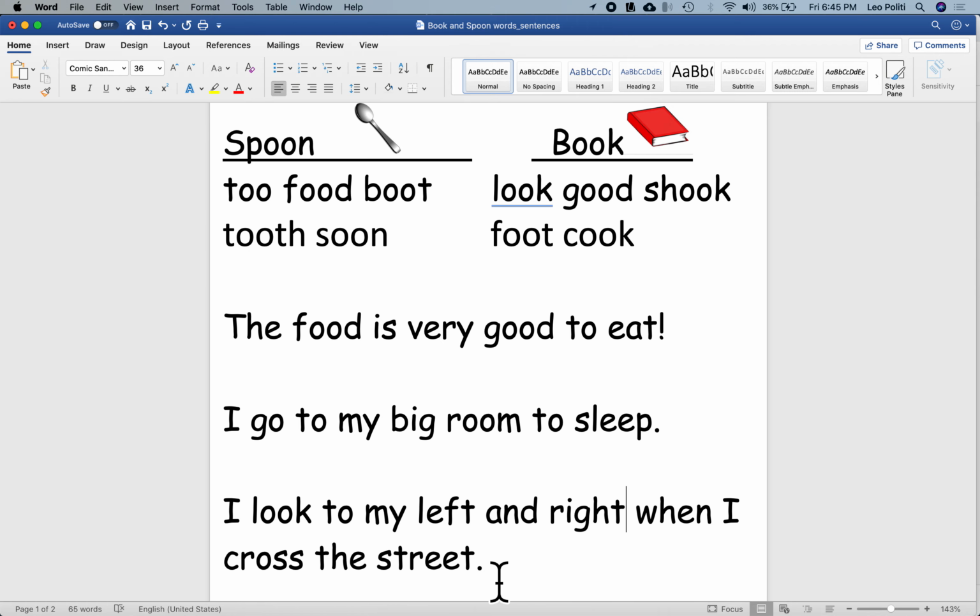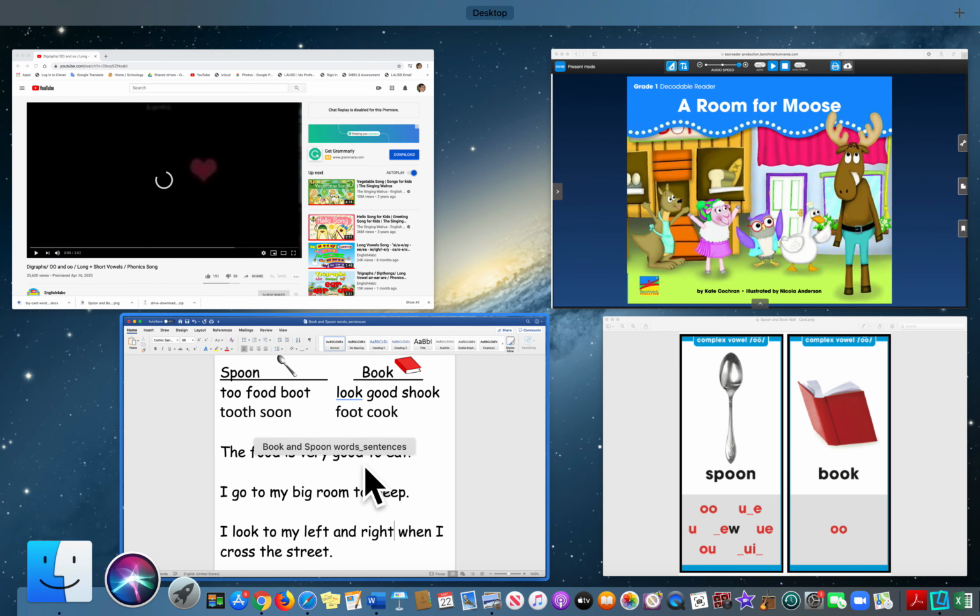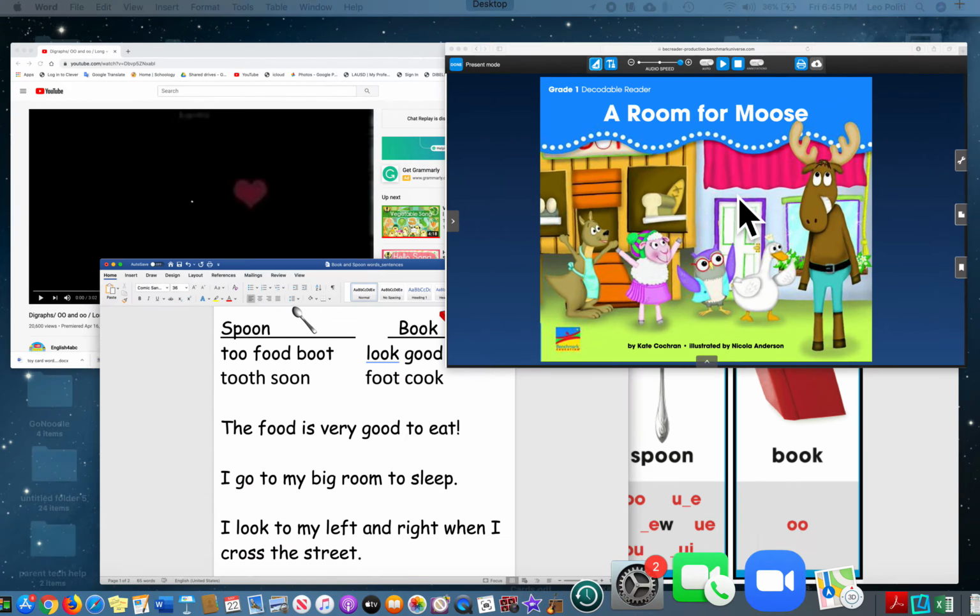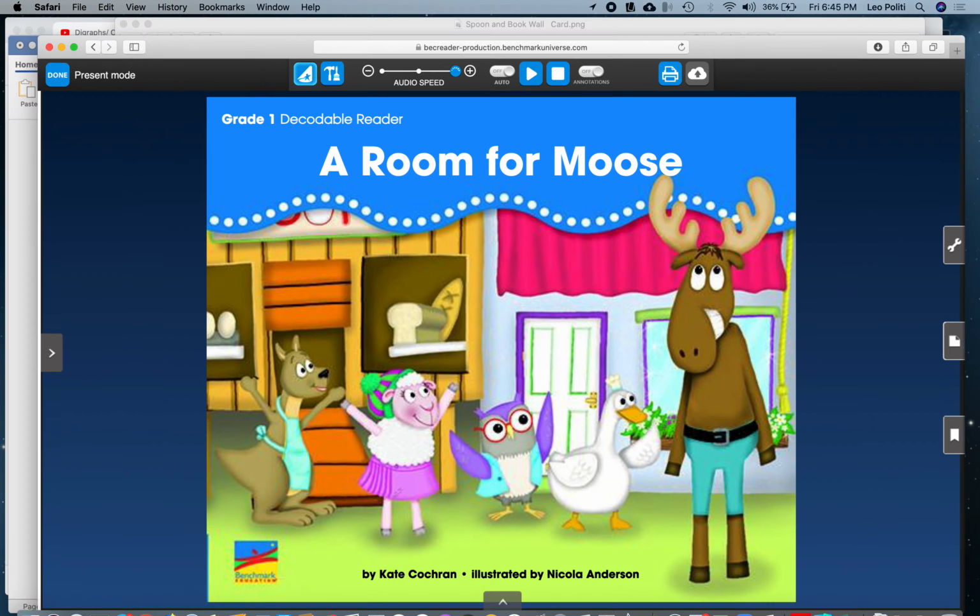Okay, thank you. Now, before we read a story, A Room for Moose, I wanted to play the song just to remind us again about the sounds that we hear when we say the sounds for double O. Okay, so let me go ahead and press play.